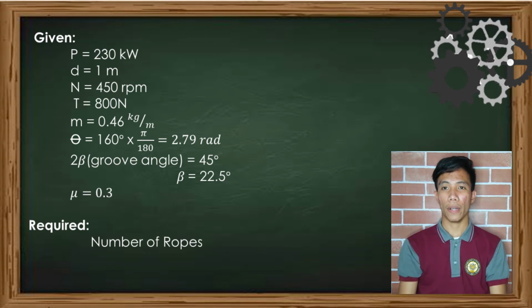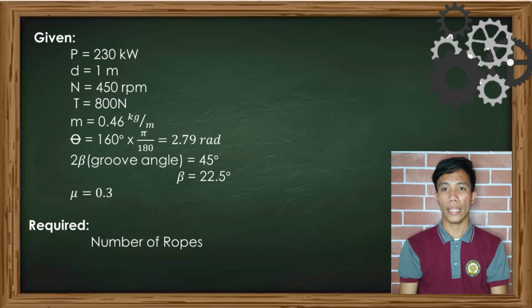So we have the power, P is equal to 230 kilowatts, and the diameter, D, is equal to 1 meter, and also the rotational speed, N, is equal to 450 RPM or revolutions per minute. And we have the tension, T, is equal to 800 Newton. And also the mass, M, is equal to 0.46 kilogram per meter.